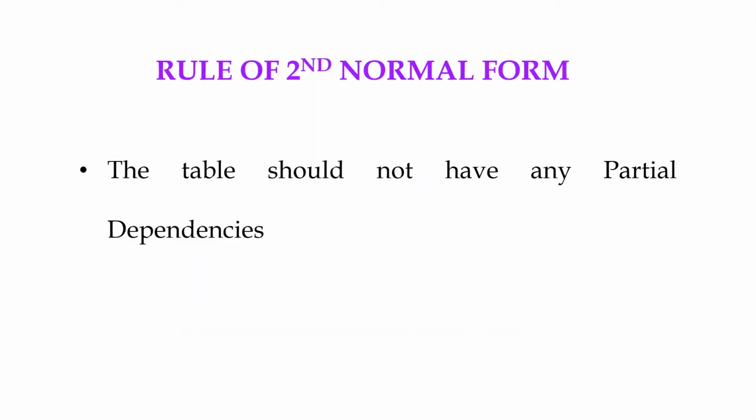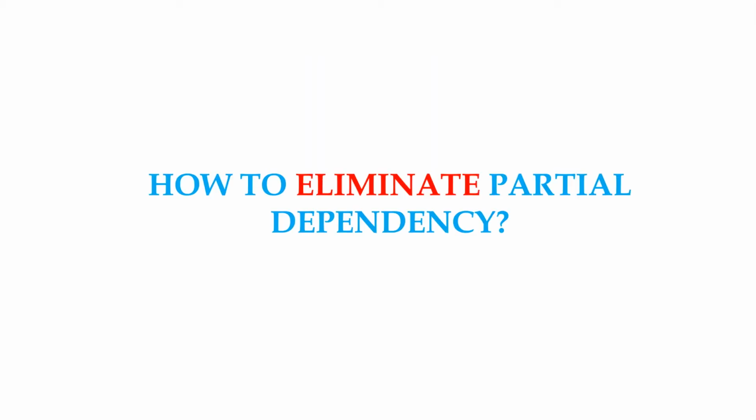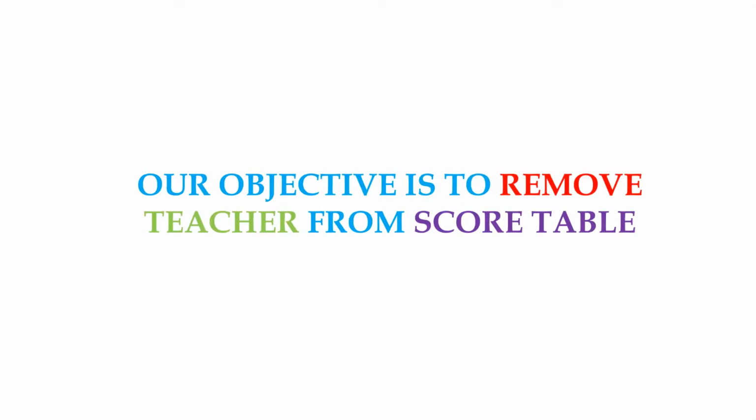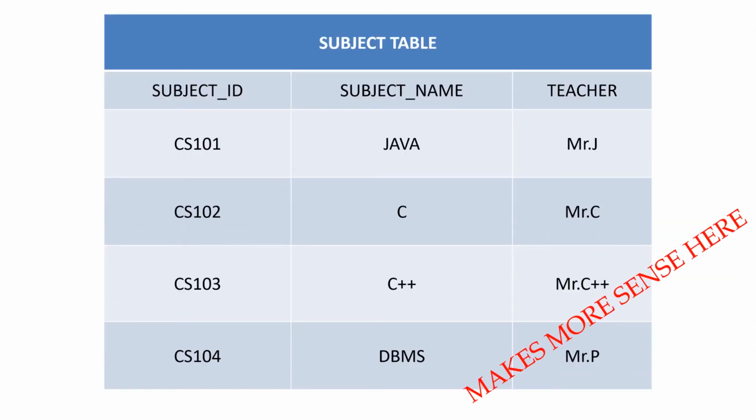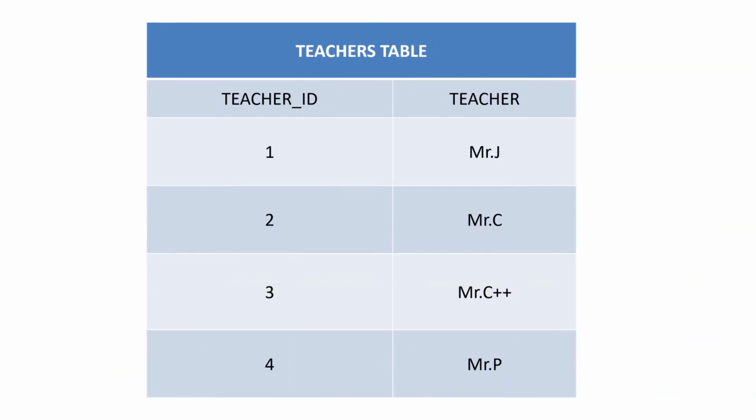Now the problem is, in our second normal form we should not have any partial dependencies. So how to eliminate partial dependency from this table? Our objective is to remove the teacher attribute from the score table like this. When I remove the teacher attribute from the score table and place it in the subject table, it makes more sense here, right? Another alternative is we can create a teachers table with the teacher ID and teacher. This also makes more sense. So this is how partial dependency is removed from the table and the table achieves the second normal form.